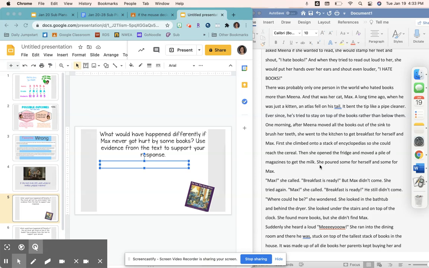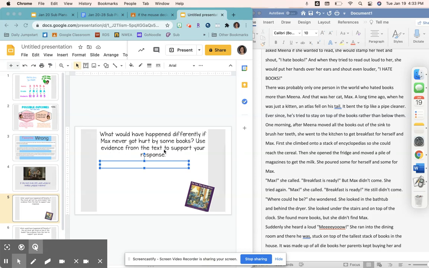Together, I'm going to look at the question and type an answer. I want you to watch along. I don't want you to type my answer or write my answer. I want you to watch how I would think about this and how I would do it. It says, what would have happened differently if Max never got hurt by some books? Use evidence from the text to support your response.